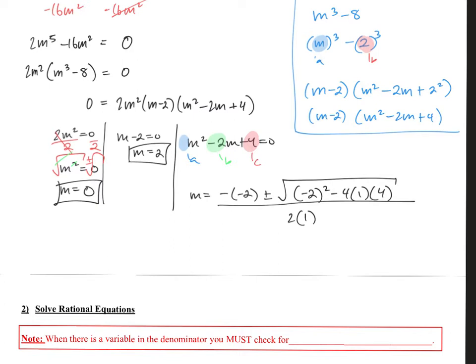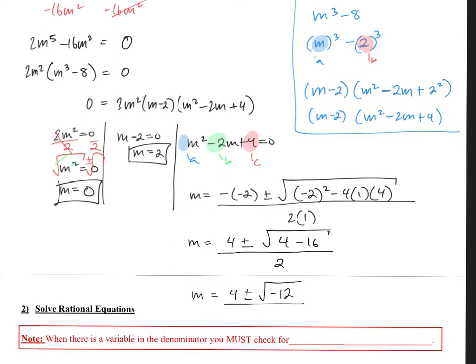That's why I have you follow along with me in lecture videos. Okay. 4 plus or minus square root of 4 minus 16, all over 2. Okay, and then m equals 4 plus or minus root, that's going to be negative 12, over 2. Okay, so at this point, depending on what the instructions are, we're either going to stop or continue. How do we know that? We have a negative under the radical.